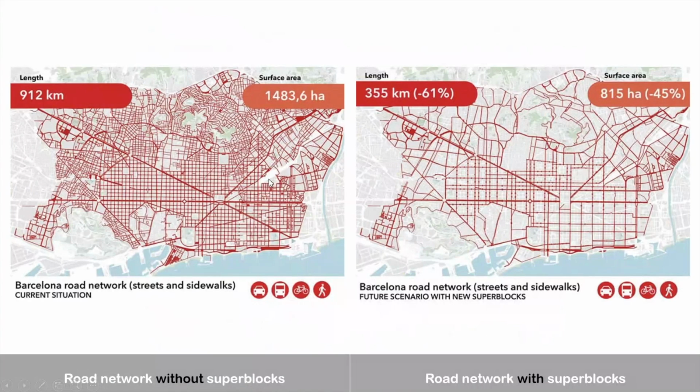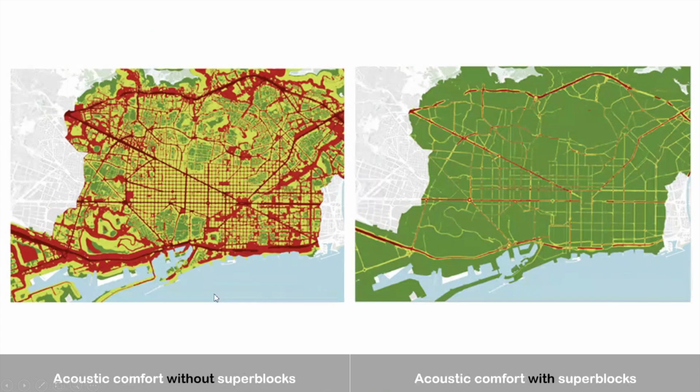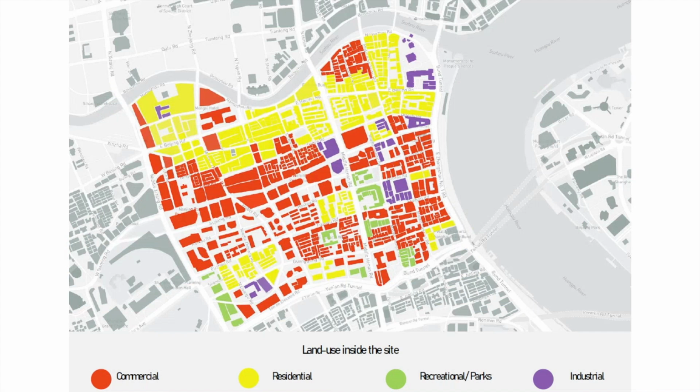And so this is the road without the superblocks, and this is the road after the superblocks. So you can see how the traffic can be reduced, and also the surface area. And this is the acoustic comfort without the superblock and after the superblock. So with that, I implemented it in my design.